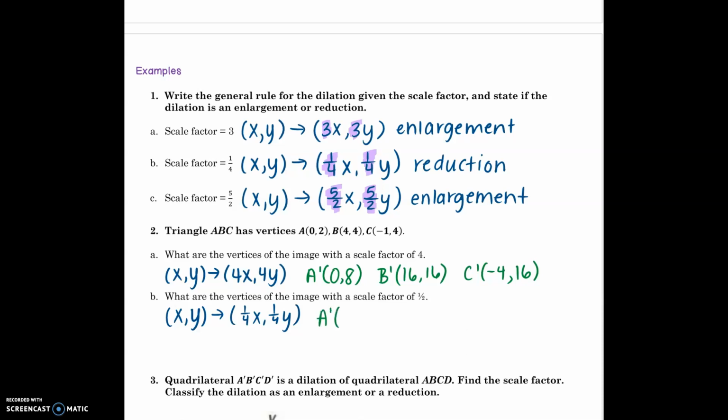So for A prime, 0 times 1/4 is 0. 2 times 1/4 is 2 over 4, which reduces to 1/2. B prime, 4 times 1/4 is 1, and 4 times 1/4 again is 1. And for C prime, -1 times 1/4 is -1/4, and 4 times 1/4 is 1.